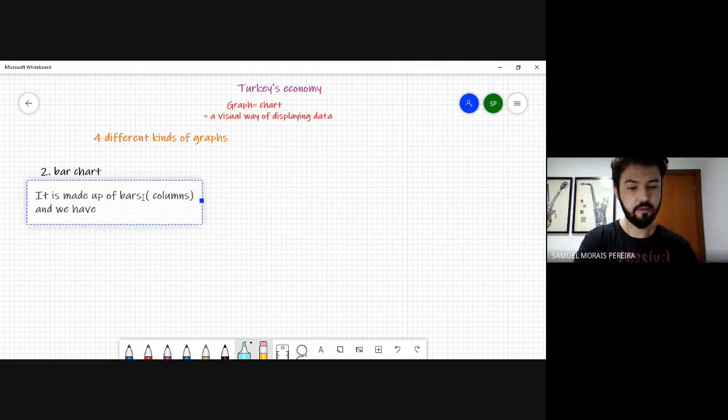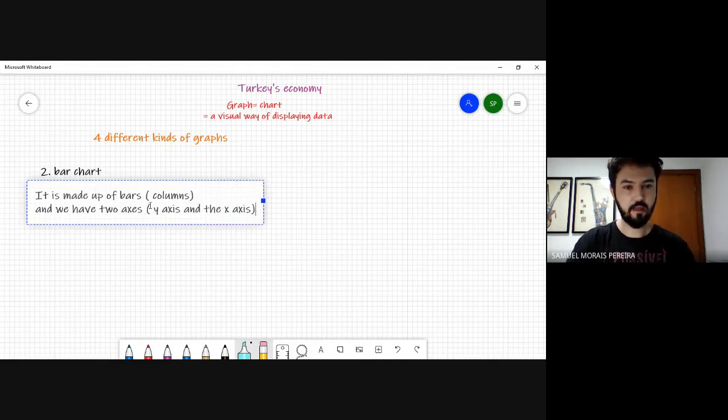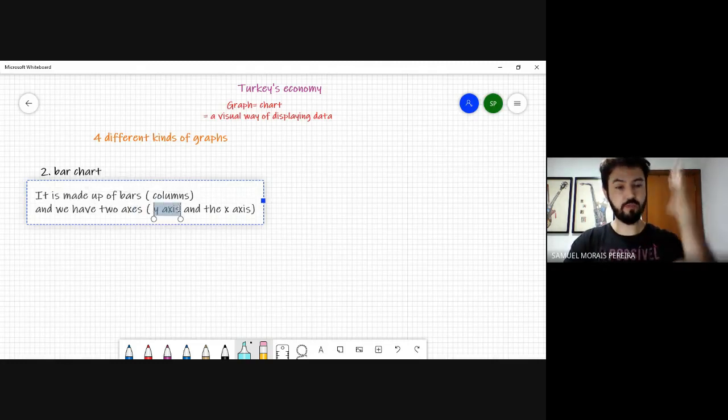And we have two axes. We have the y-axis, o eixo y, and the x-axis, e o eixo x. Então, ó, eu tenho two axes, vejam que aqui é com e, tá? Porque tá no plural. I have two axes, eu tenho dois eixos. Um na vertical, é o eixo y, the y-axis, and I have the x-axis, que fica na horizontal, in the horizontal. I'm gonna show you now, okay?